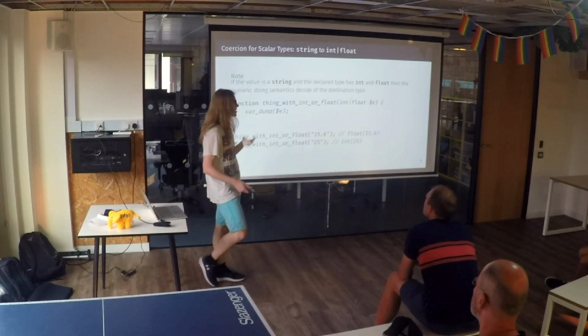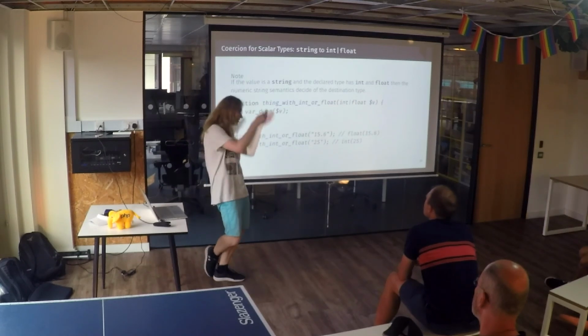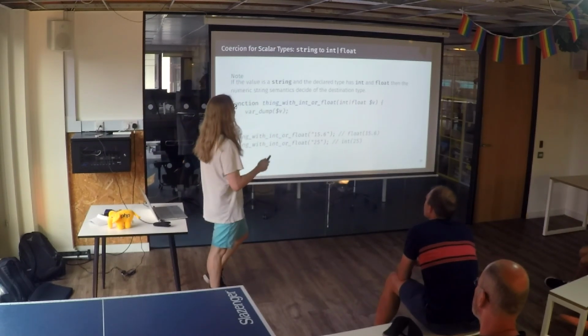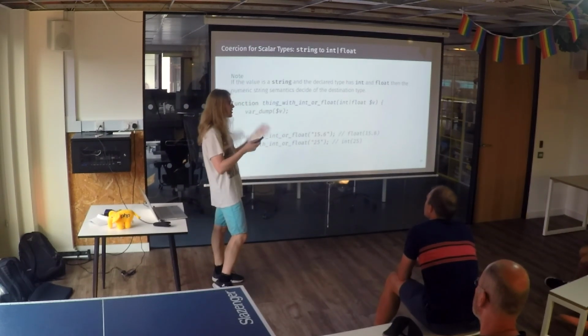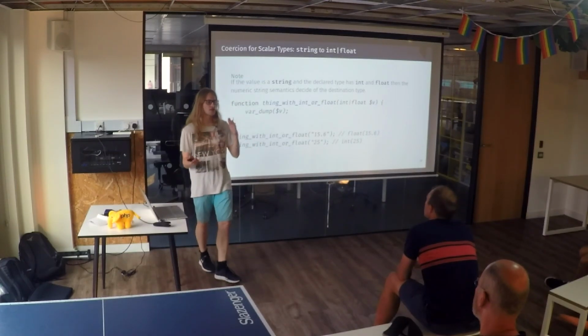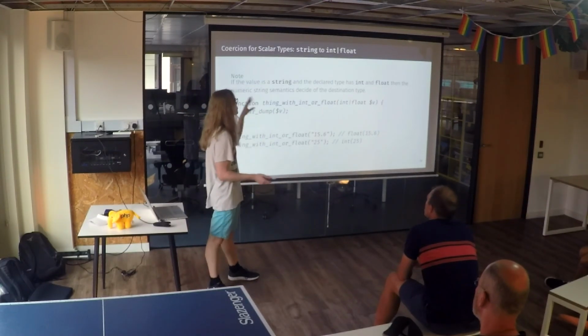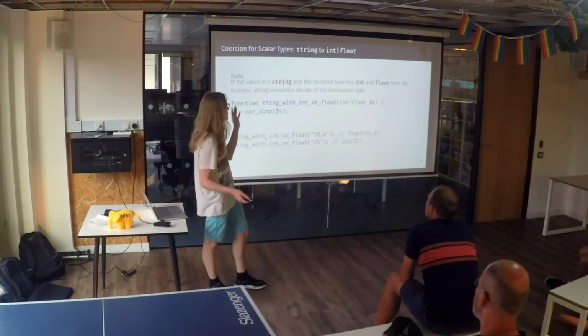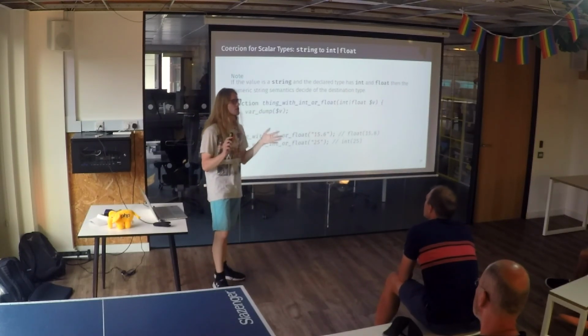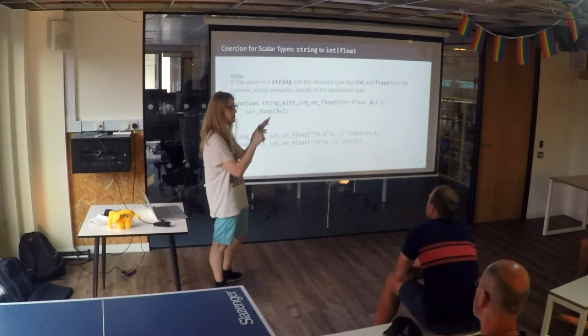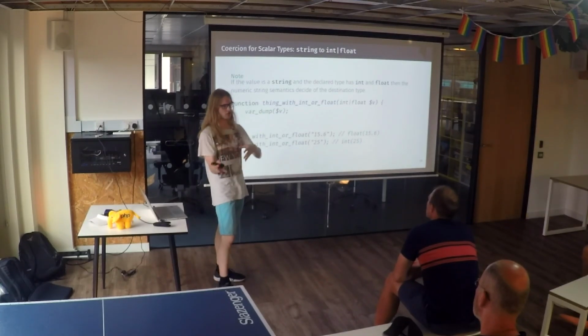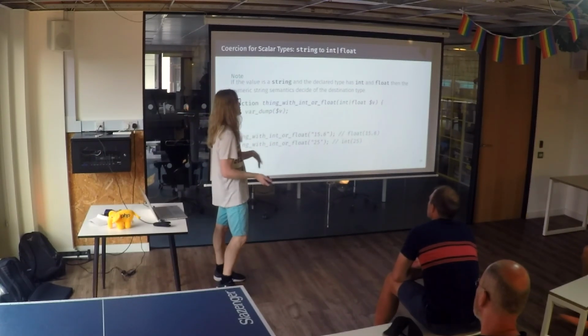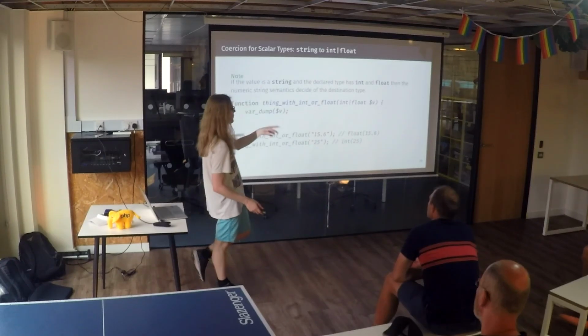And then there's again an exception to the exception, which is that if you pass in a string to a parameter which defines integer or float, it will use the usual numeric string semantics to decide what the destination of the type is. So if you have a float as a string, it will convert it to a float. If you have an integer, it will convert it to an integer. So yeah.